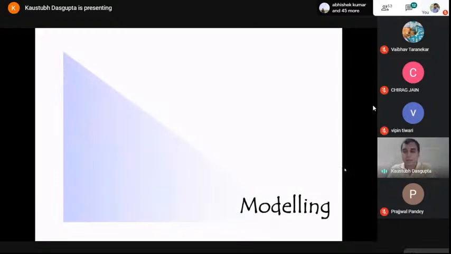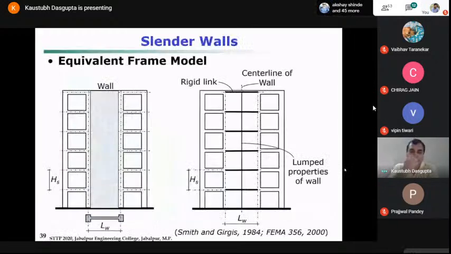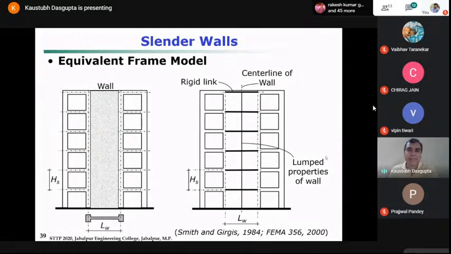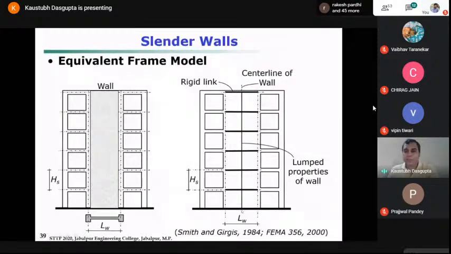Okay. So let us now go into the modeling aspect. Generally, for slender walls, one of the most popular ways of modeling is to use the equivalent frame model. So what is the equivalent frame model? In the equivalent frame, we replace the entire shear wall or slender wall by an equivalent frame member, with some intermediate rigid beam attachment at the floor levels.